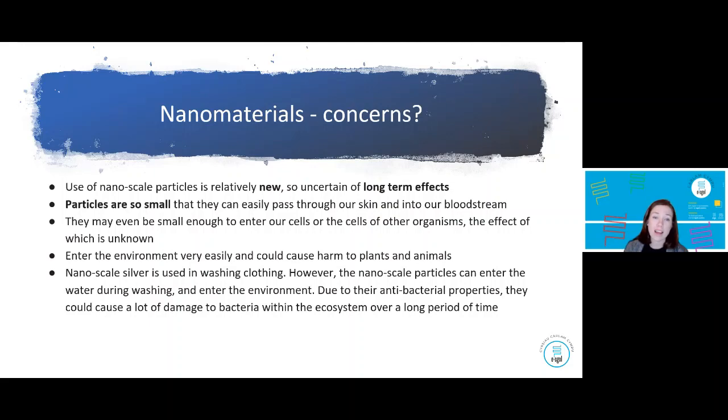Now, these are all our concerns because we have no evidence, we have no proof, because it is a relatively new technology. And therefore, the long-term effects will be made aware to us in time. Okay, so there are some concerns. People are concerned for these reasons.